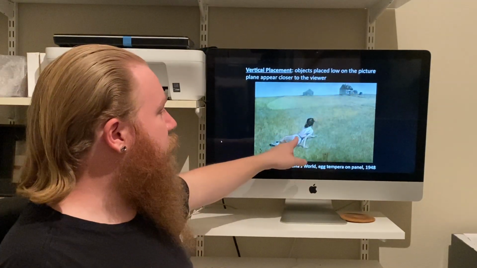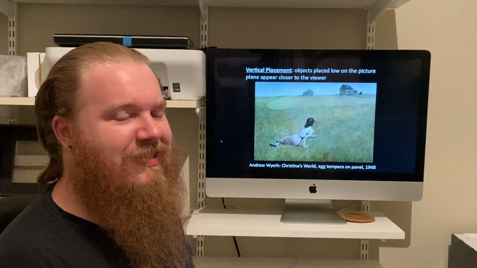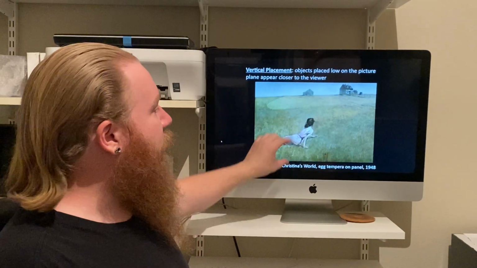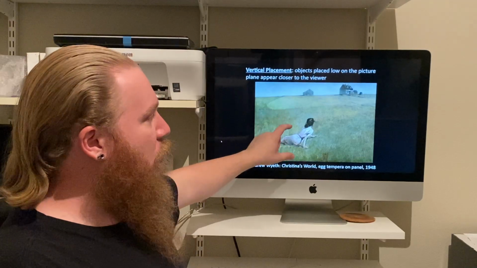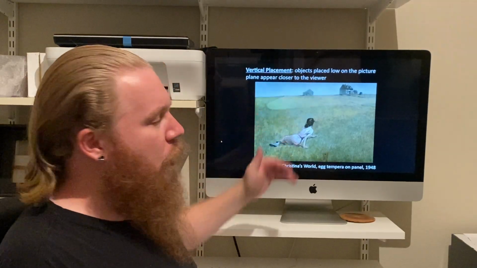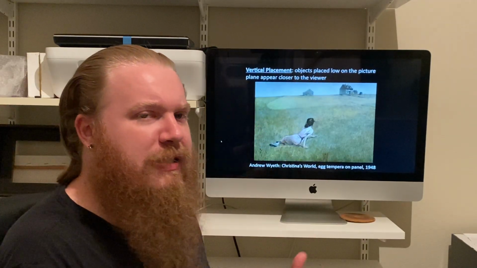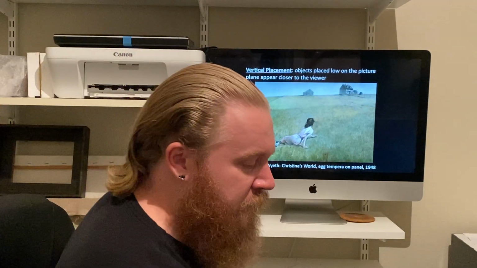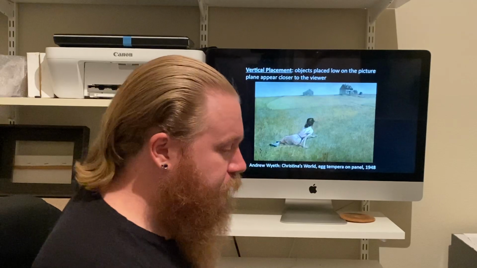Now, obviously, Christina and the house are on the exact same level on the flat picture surface. However, it's these changes in proportion and their orientation that begin to imply the illusion of spatial depth within this picture plane as well. So kind of interesting there.